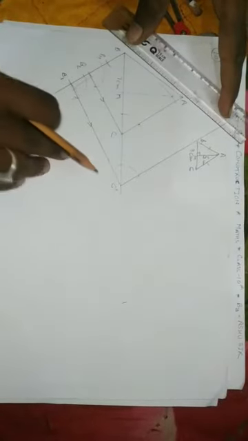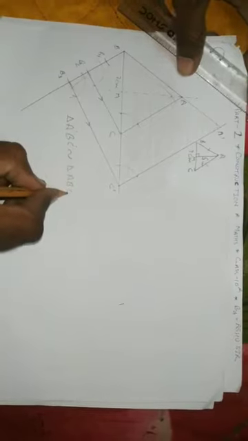Then extend BA, and meet it at A dash. So this is the required similar triangle. This triangle A dash BC dash is similar to triangle ABC.